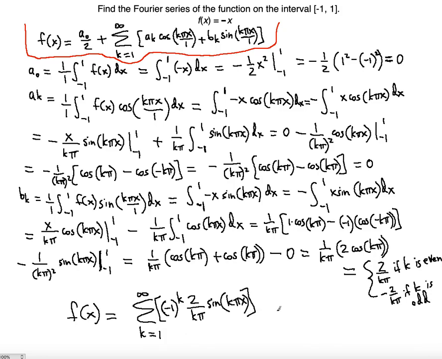So we've successfully derived the Fourier series for the function negative x on the interval negative 1 to 1.